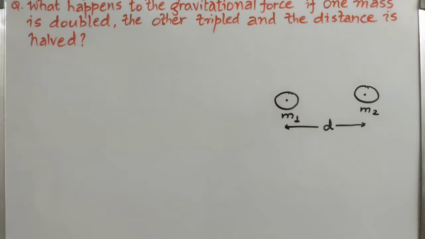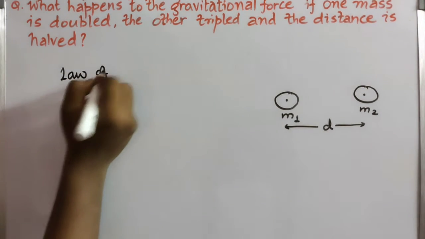Hello everyone. Today we are going to see a question on gravitational force. The question is, what happens to the gravitational force if one mass is doubled, the other tripled, and the distance between them is halved? So before solving the question, I'd like to put some light on the law of gravitation.